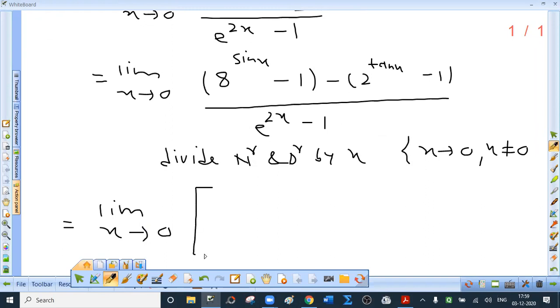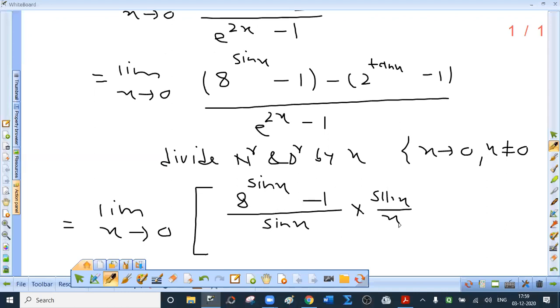Actually, I'm saying divide by x, but we have discussed that the index must be fully repeated. So first we write sin x into sin x upon x. I hope you are getting this. See what I have written. Actually, we have to divide by x, so effectively I have divided by x only. The only thing is I have written sin x both in numerator and denominator. Why? Because the index must be fully repeated, right? So (8 raised to sin x minus 1) upon sin x into sin x upon x.